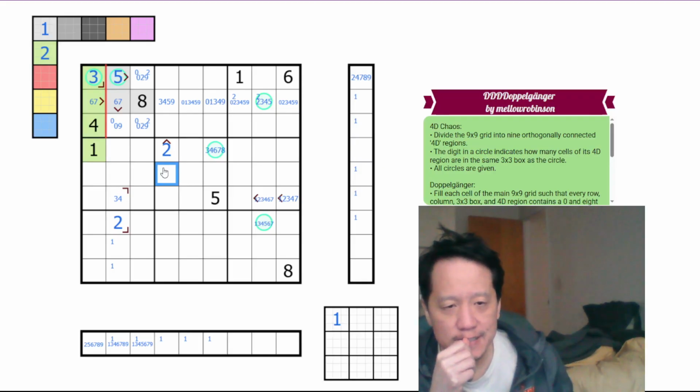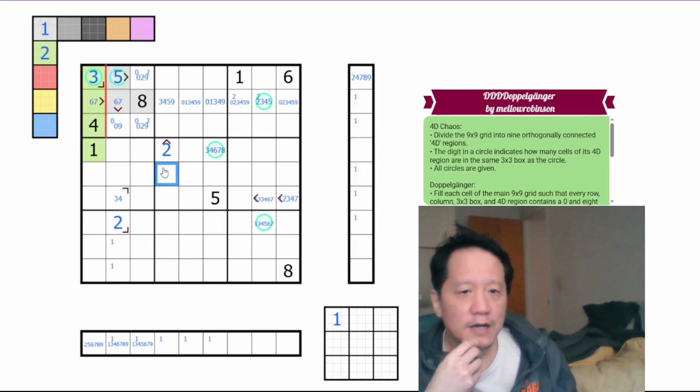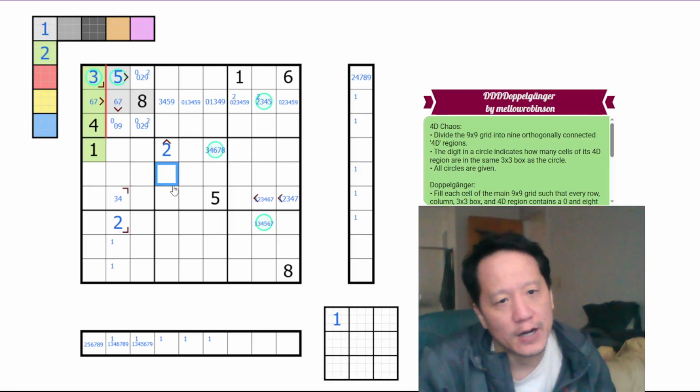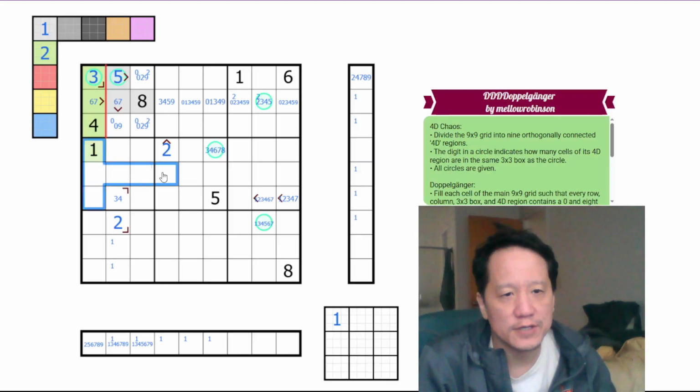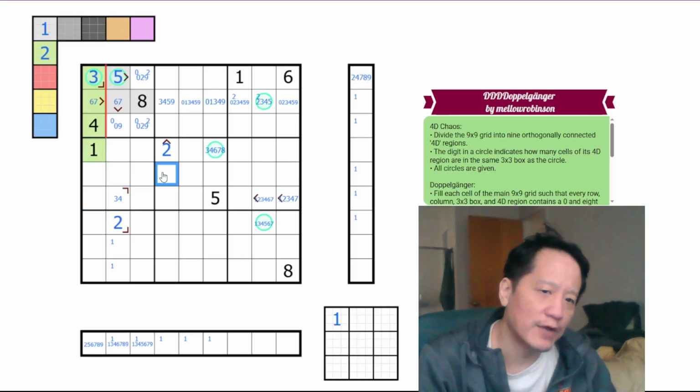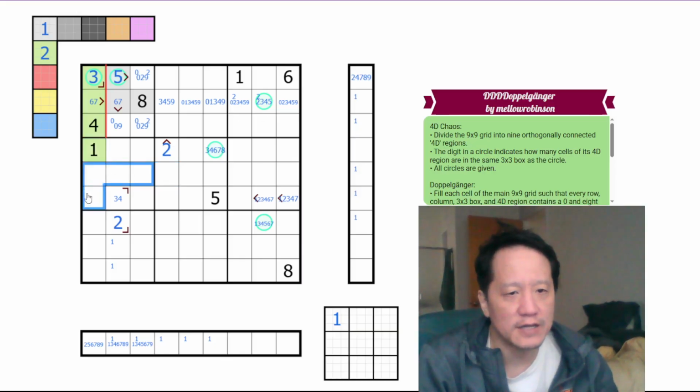Right. But then we have a problem there. So if we tried to do this and then out here, this would have to be the 0, because any 0 here would be missing a 2 in the box.